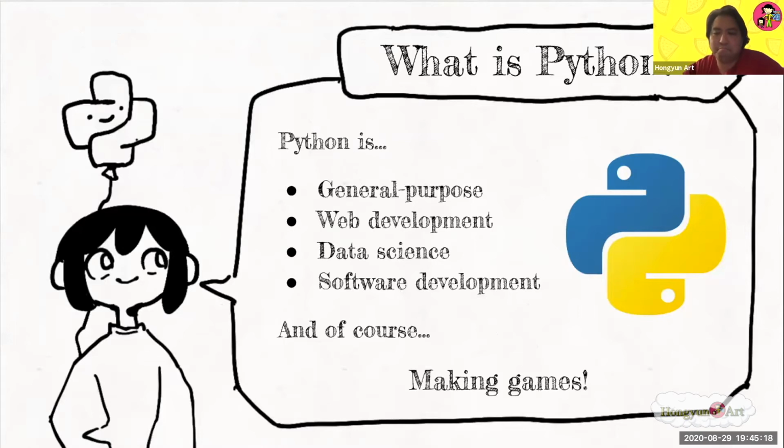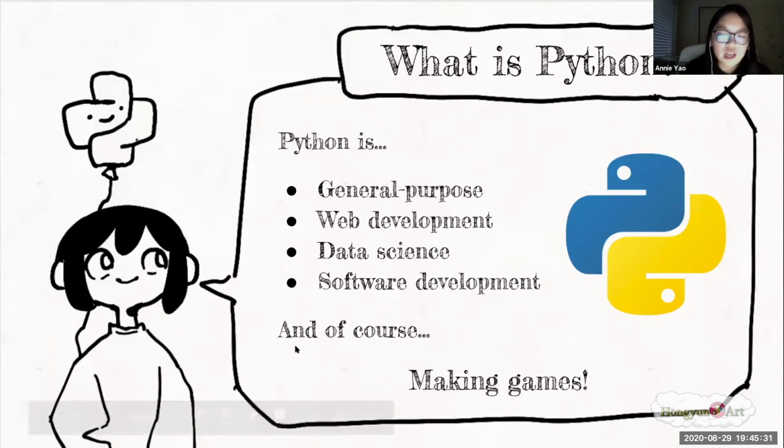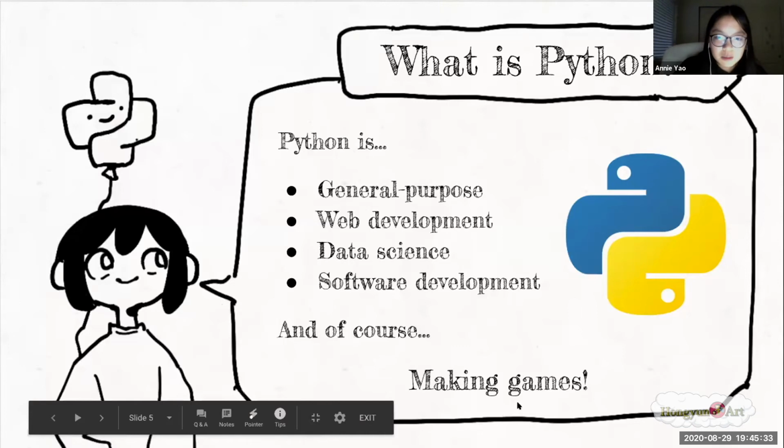But random things happen. Python can also be used for software development. So like the software of the computers and stuff that you use, you can technically, in theory, use Python to do that. And of course, you can also use Python to make games, which is what we're doing.